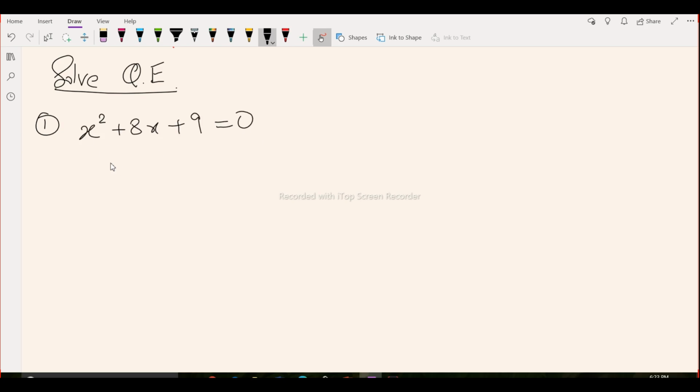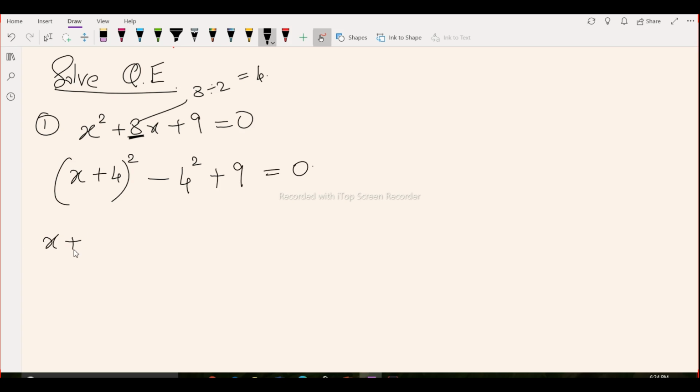Now in the last lecture we had learned about factorization method. So we can solve using factorization, but here you have to use completing the square. So how will we do it? We'll write this as x, and this is 8. So 8 divided by 2, right? 8 divided by 2, which gives me 4. So I have x plus 4 the whole square minus 4 square plus 9 equal to 0.